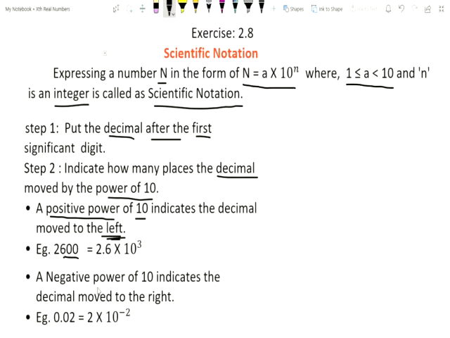A negative power of 10 indicates the decimal moved to the right. See the example, 0.02. The first significant digit is 2. So 2 into, see here, 1, 2, so 10 power minus 2.